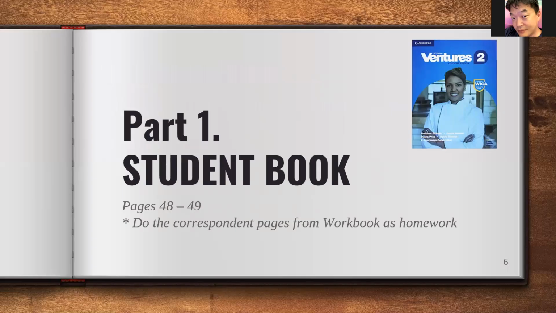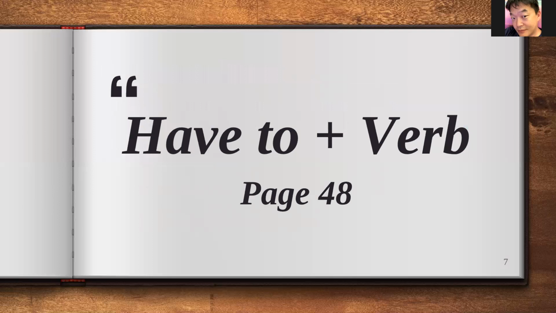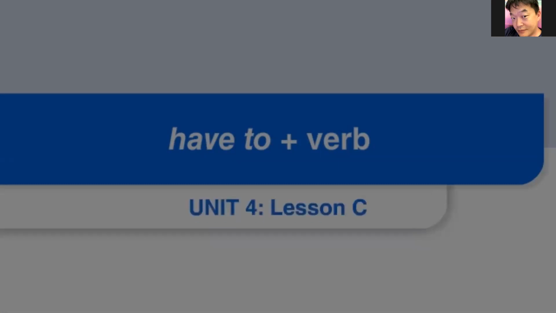So open your books, get your student book, and open your book on page 48. You're going to be looking at have to plus verb. It's very important for you to pay attention to this class. So first, I need you to focus on this slide, okay? Have to plus verb. Unit 4, Lesson C.